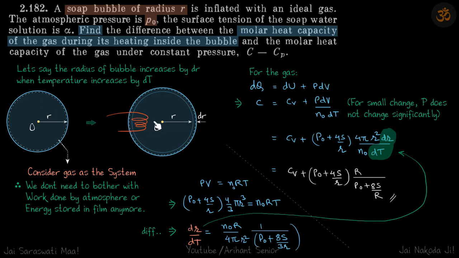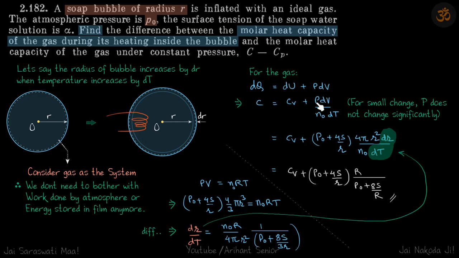And what is the process of the gas? We'll figure that out by starting with our general equation, dQ = dU + PdV. Whenever we need to find the molar heat capacity of any process, either known or unknown, we start with this equation. That is the general energy equation for the gas. Because our system is the gas, we can write this equation. So dQ will be n0 C dT, dU will be n0 Cv dT, and this will be just PdV. So C = Cv + PdV/(n0 dT).